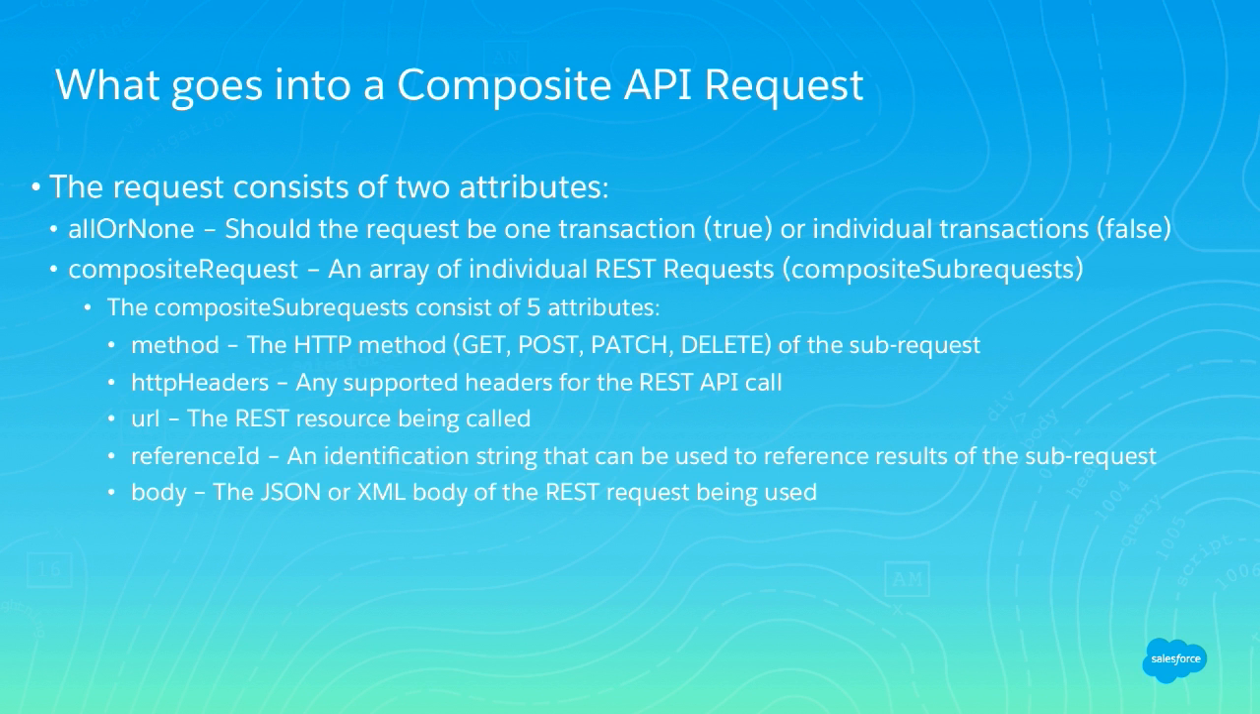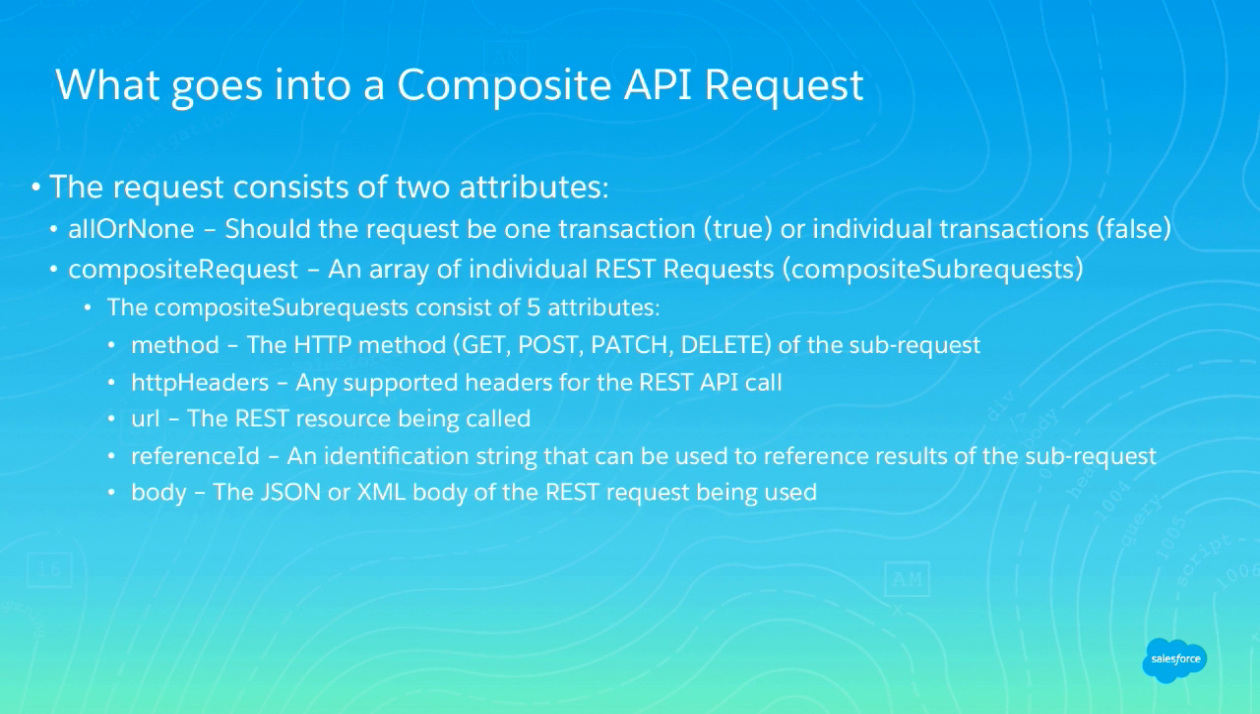/sobject/contact/describe. A reference ID. Now this reference ID is a name that you give to that specific element in the chain so that you can reference it later. That's that account 1 that I referred to earlier. I could name it my account as well, or foo or bar or whatever I wanted. And then that is what you use to reference later.